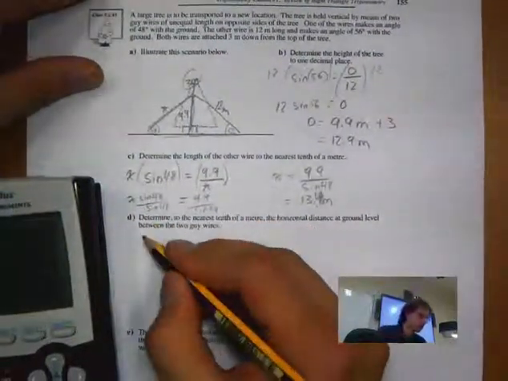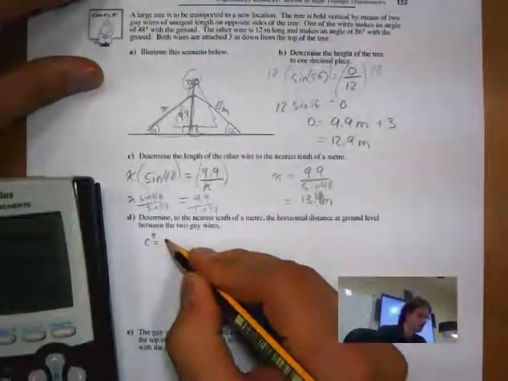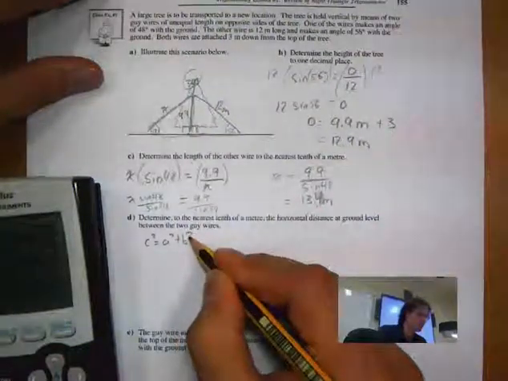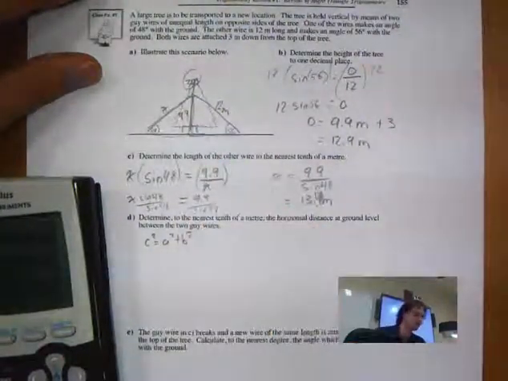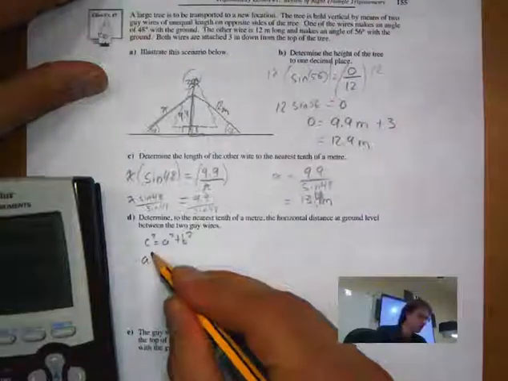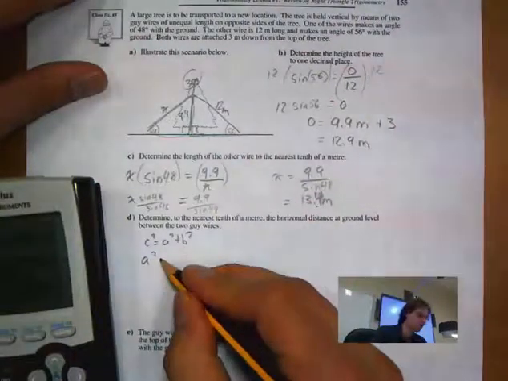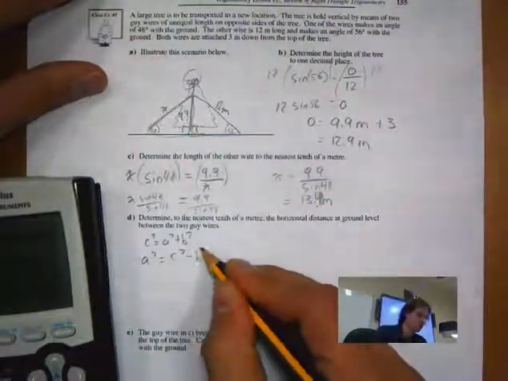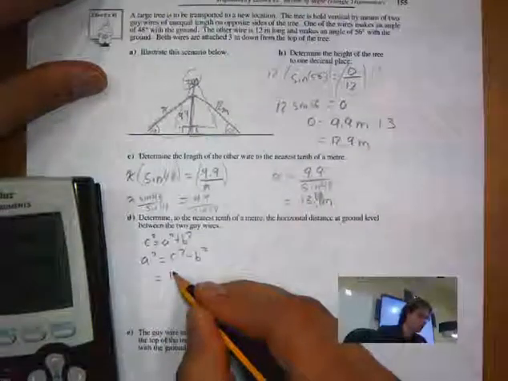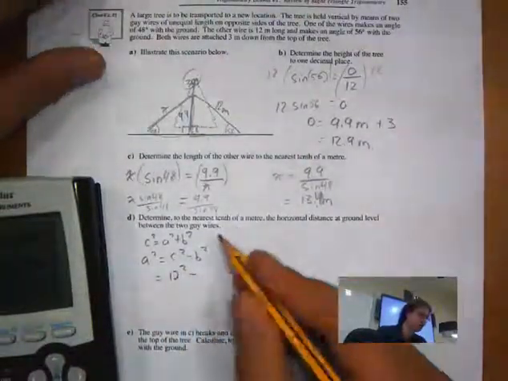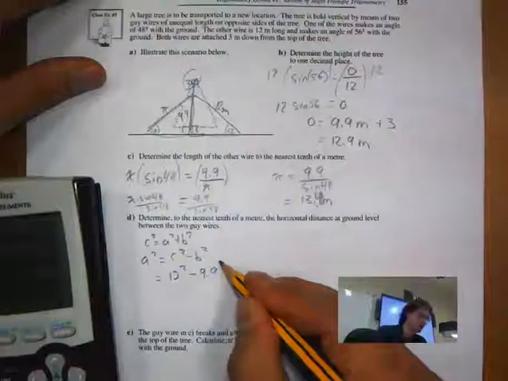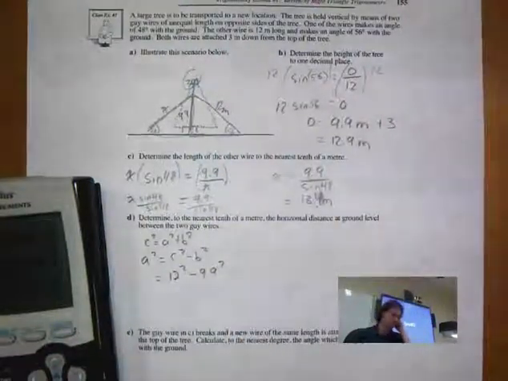So I'm going to go c squared is equal to a squared plus b squared. So we have two triangles with the distance we have to get. So a squared, we know the hypotenuse is 12, is equal to c squared minus b squared. So I'm going to get 12 squared minus 9.9 squared. Okay? So I'm going to try that out.